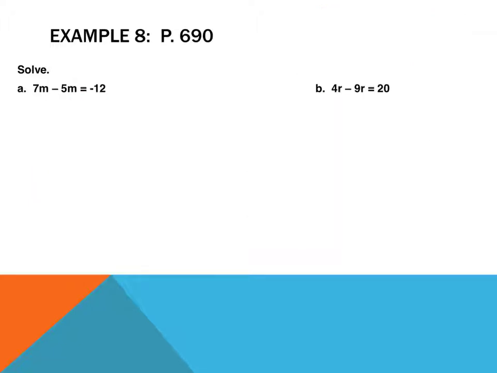Okay, and our final example for this section, we'll have to simplify before we can solve. So on A, we have 7m minus 5m equals negative 12. So I can combine my like terms. 7m minus 5m is equal to 2m equals negative 12. And 2 times m, the opposite would be to divide by 2. So 2 divided by 2 is 1. So I have 1m equals negative 12 divided by 2, which is negative 6.